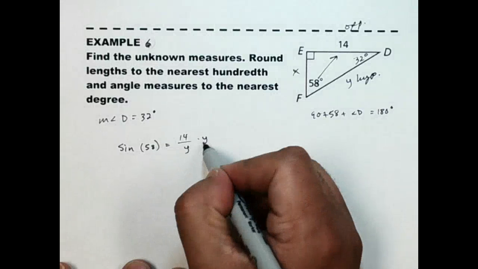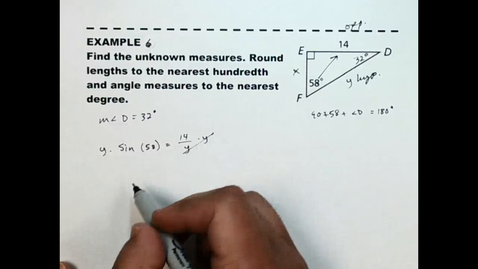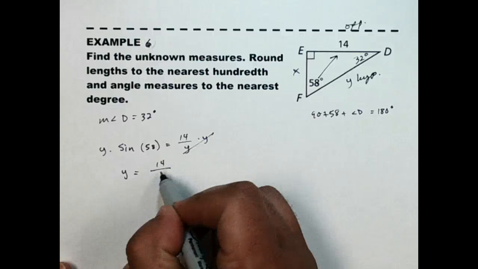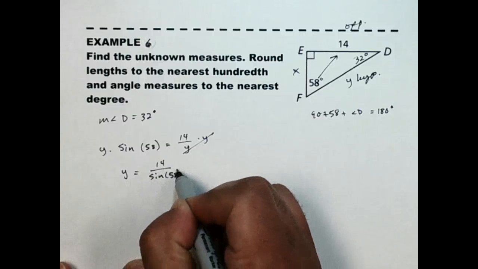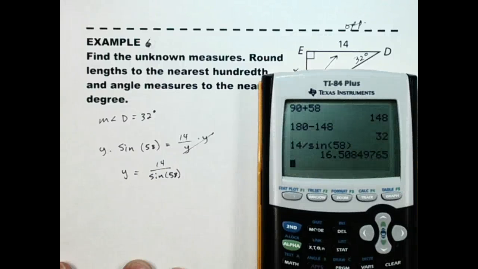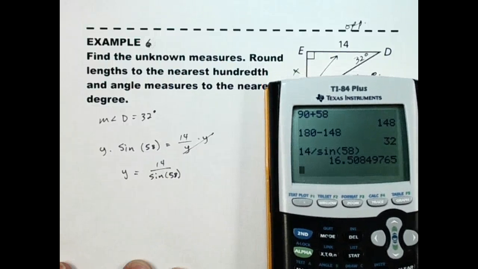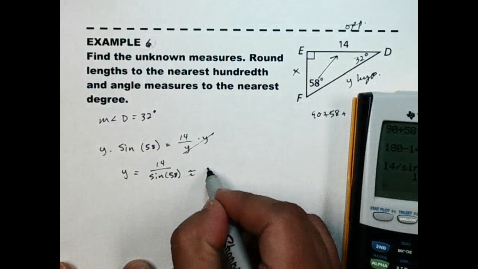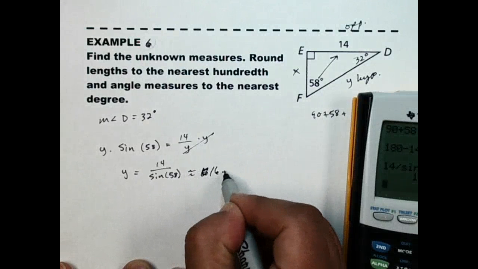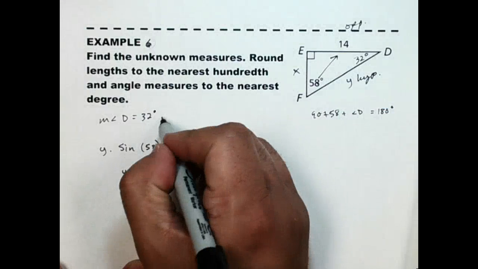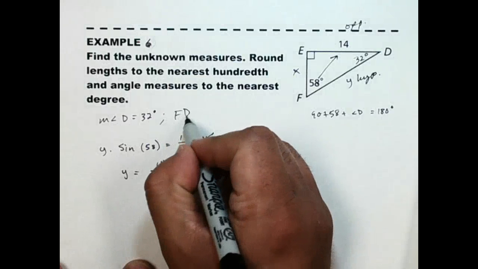Right, so I need to multiply both sides by y. Those factor. Then y is going to be equal to 14 divided by the sine of 58. That comes out to 16.51, because it says round to the nearest hundredth, so this comes out to approximately 16.51, and that is my DF, or FD.